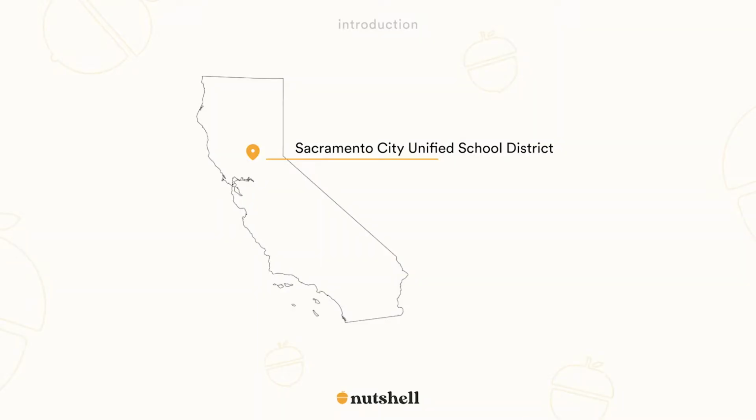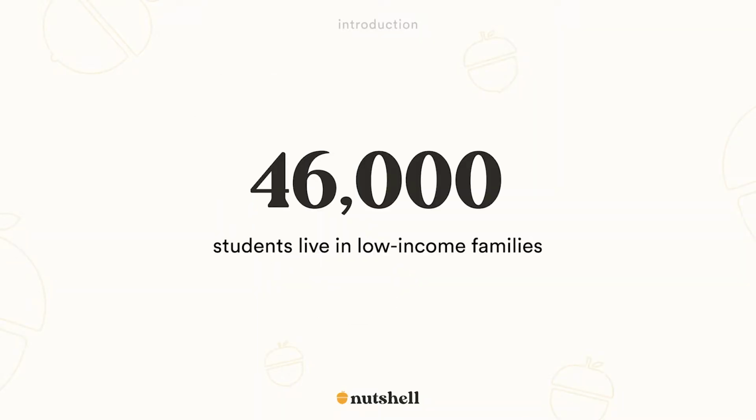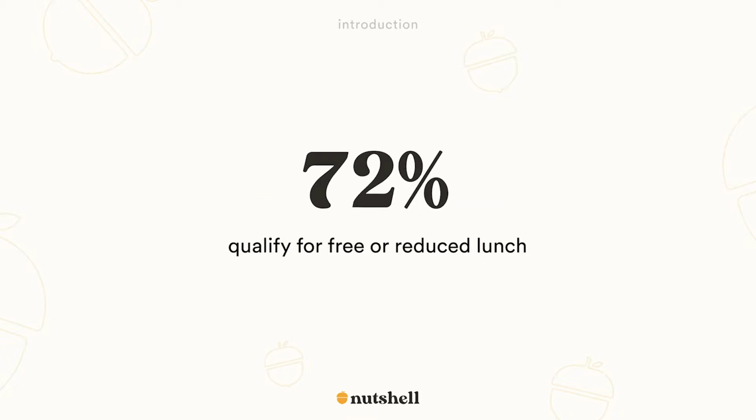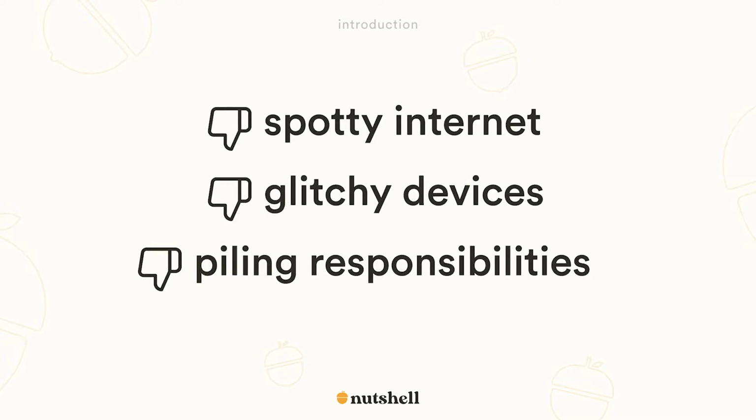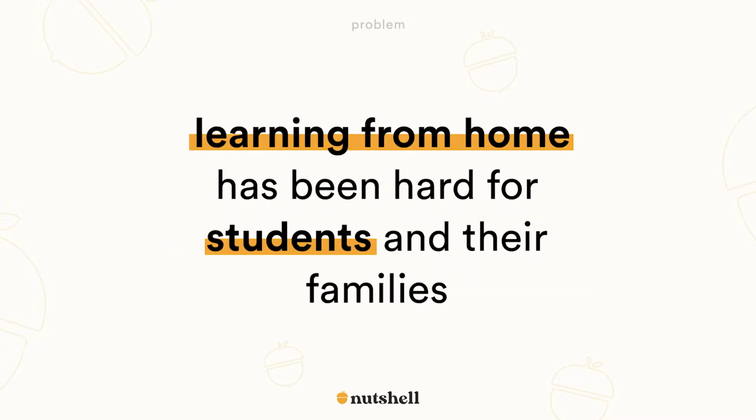Most of the Sacramento City Unified School District's 46,000 students live in low-income families, and about 72% of them qualify for free or reduced lunch. In some neighborhoods covered by the district, as many as 1 in 4 households don't have a broadband subscription. With the majority of Sacramento students experiencing spotty internet, glitchy devices, and piling responsibilities, it's needless to say that learning from home has been difficult.